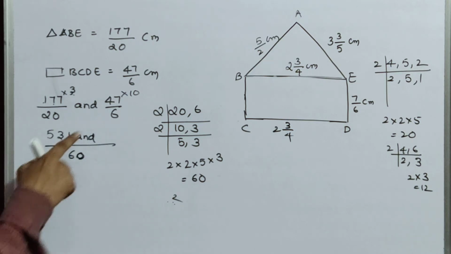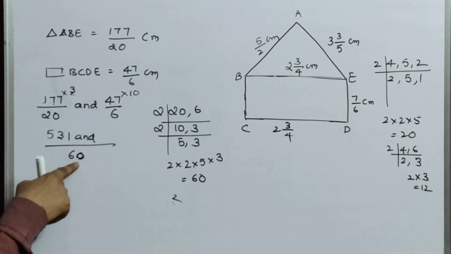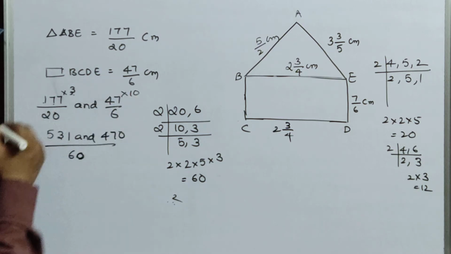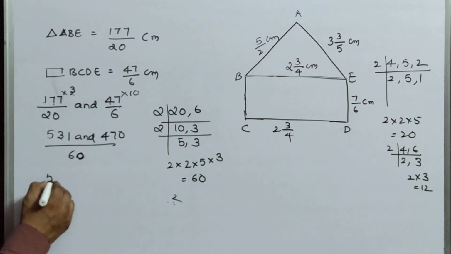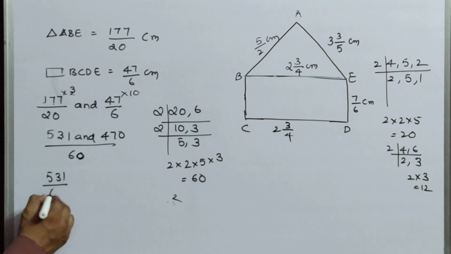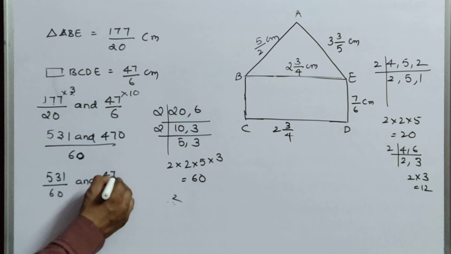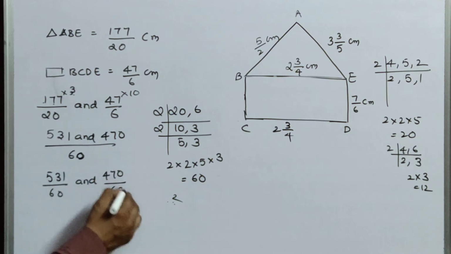6 table 60, 10 times. So 47 into 10 is 470. So we have 531 by 60 and 470 by 60.